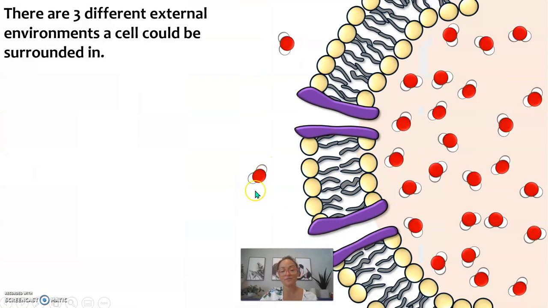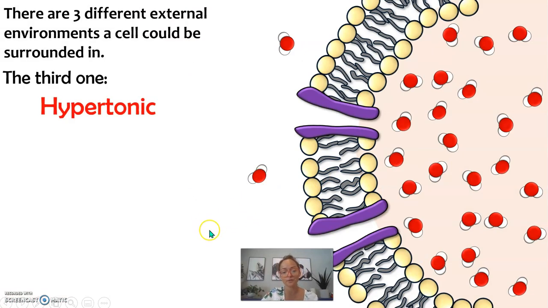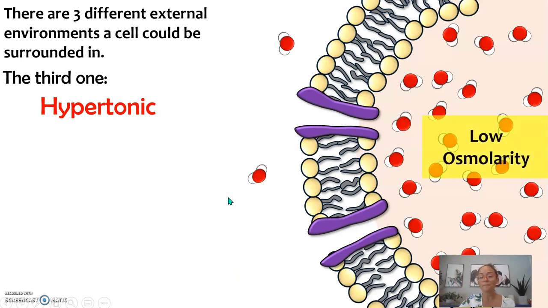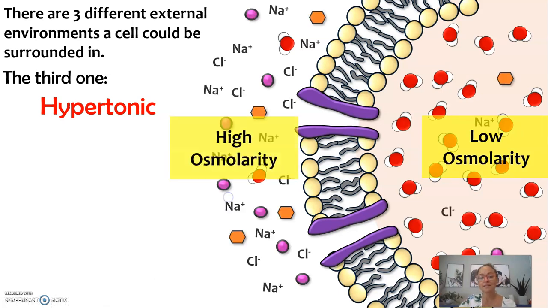Now, another type of environment, our last type of environment, is called a hypertonic solution. And as you can see from my picture, I have a high concentration of water within the cell and a low concentration of water outside the cell. So we can also reference this in different ways. We can say that, let's add the solute. So here we see a high solute concentration outside and a low solute concentration inside.